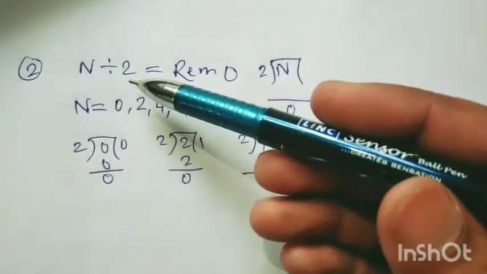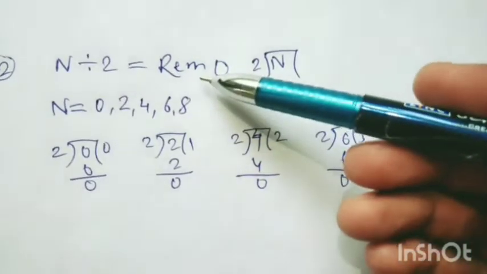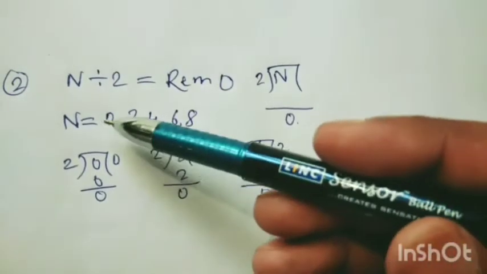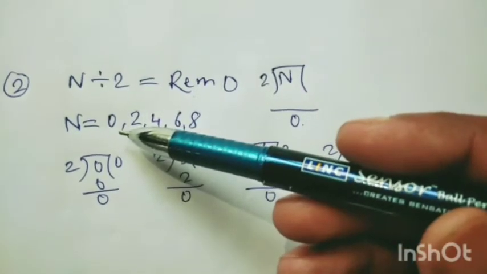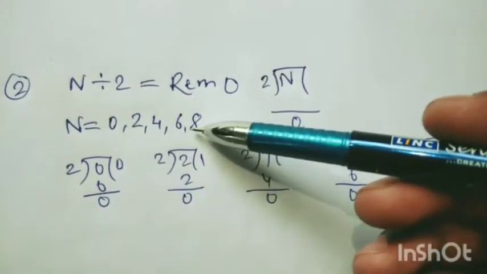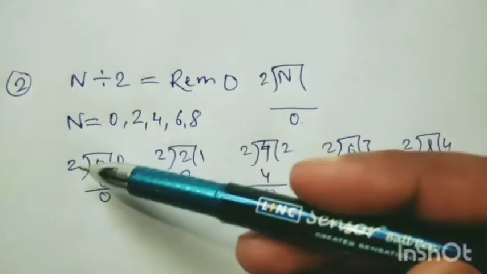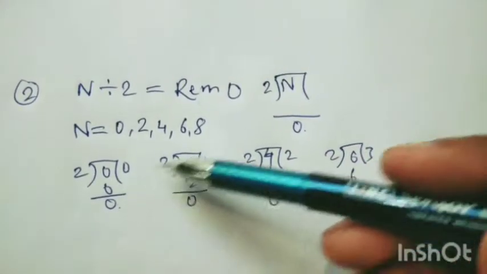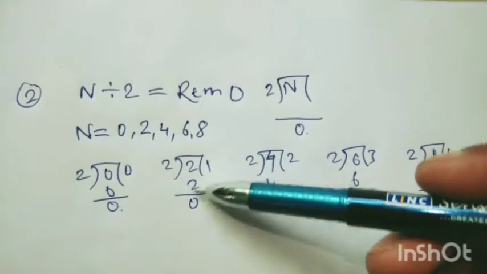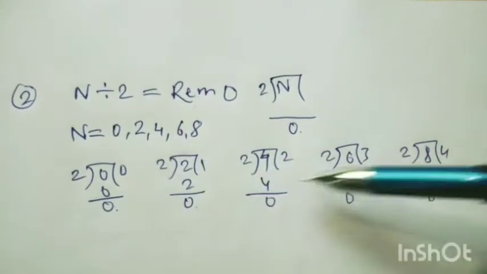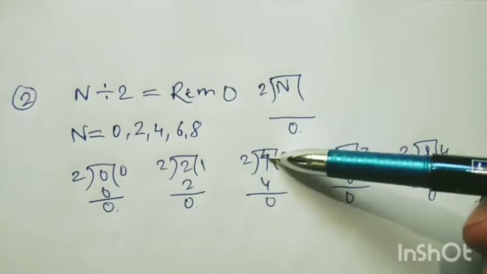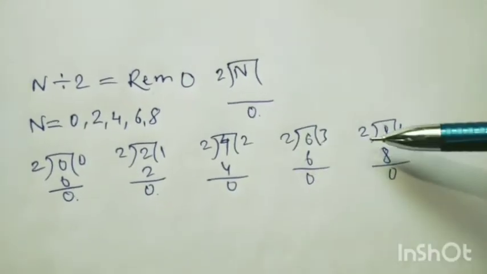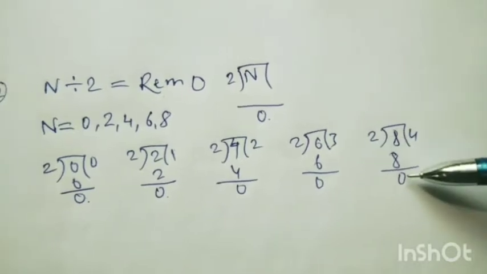So students, see here, this question n divided by 2, the remainder should come 0. So what are the possible values of n? All the even numbers 0, 2, 4, 6, 8, because the remainder will be 0. See, 2 and 0 we have taken, so 2 0 0, remainder is 0. Now I have taken 2, 2 1 2, the remainder is 0. That means complete division. Now 4 taken, 2 2 4, 0 remainder. 6, 2 3 6, 0 remainder. Now 8, 2 4 8, 0 remainder.